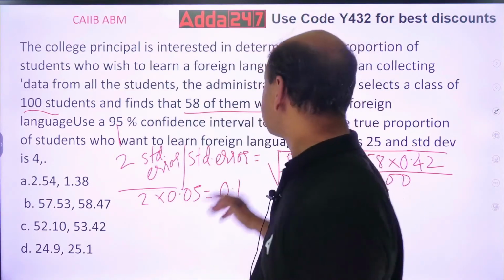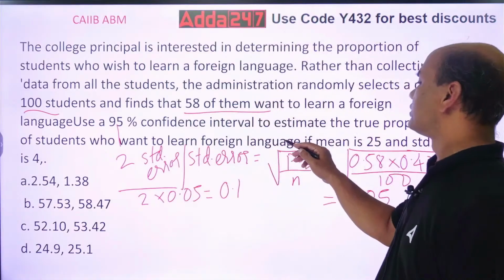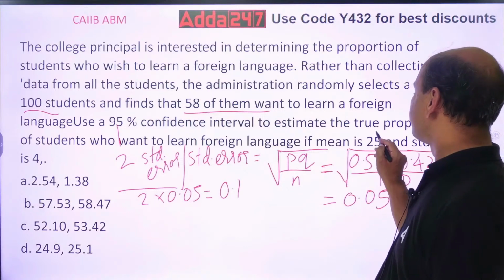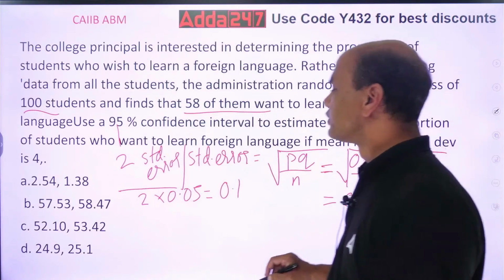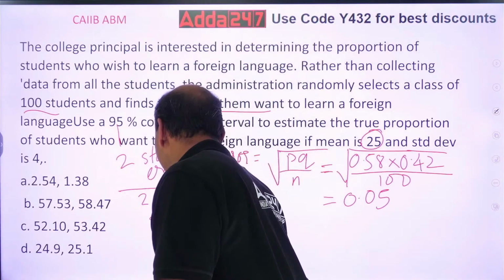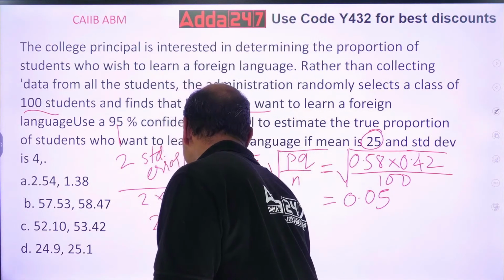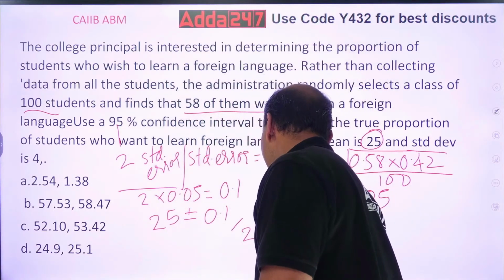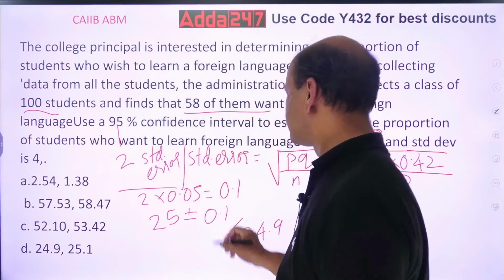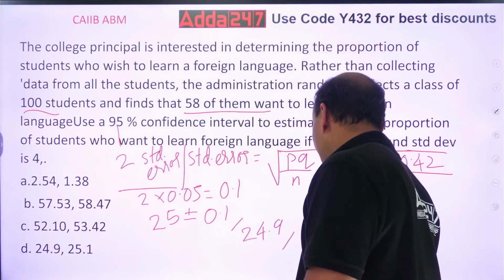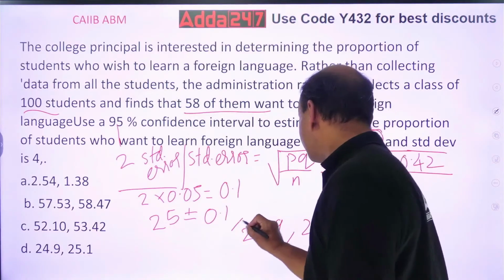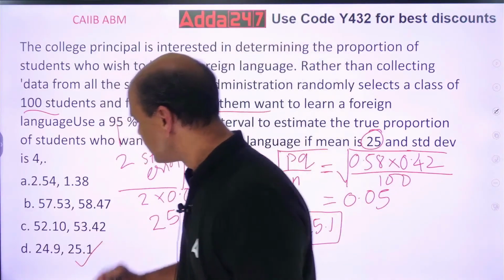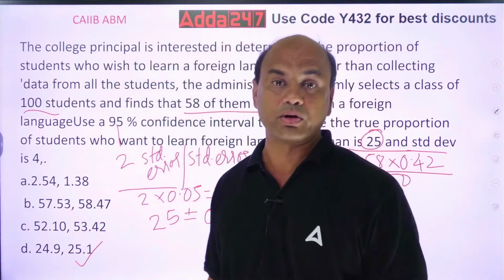So what is the mean? The mean is given as the true proportion who want to learn a foreign language, which is 25. So what will I do? 25 plus or minus 0.1. There you will get the answer as 24.9 if I do the minus, and if I do the plus, then 25.1. So this becomes your answer, and D is the option: 24.9 and 25.1. Difficult one.